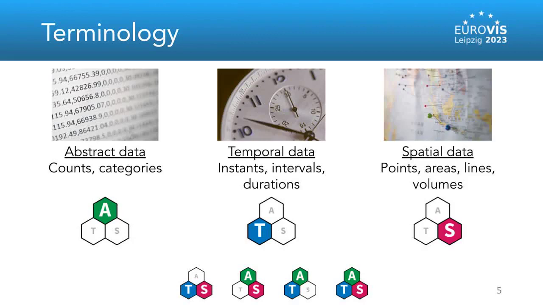In this talk I'll mention abstract, temporal and spatial data, by which I mean that temporal data reference time, in other words, it's about instants, intervals, durations. Spatial data reference physical space, i.e., it describes points, areas, lines, volumes. Abstract data have no temporal or spatial reference, they are just numbers or graph or anything else. Any combination of the three is possible. E.g., a time series would be abstract and temporal data. In total we have 7 combinations of the 3 characteristics, signified by the hexagon glyphs.